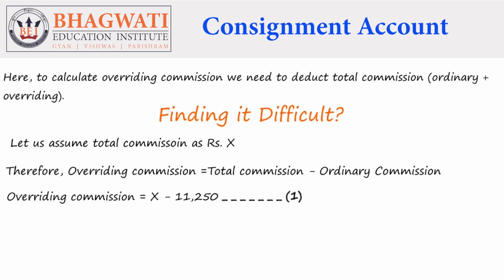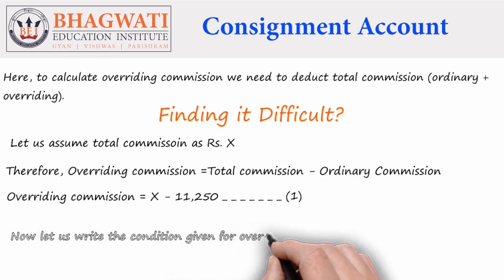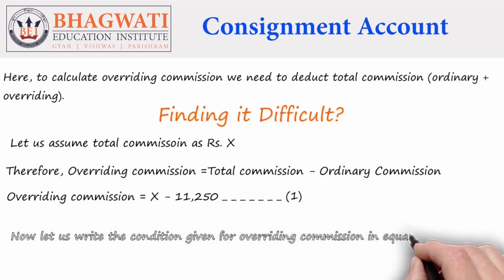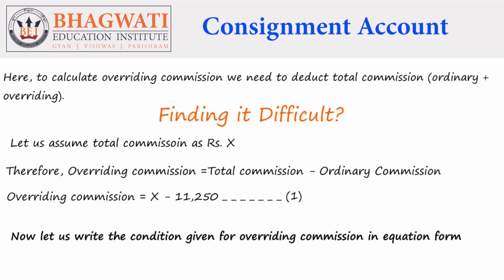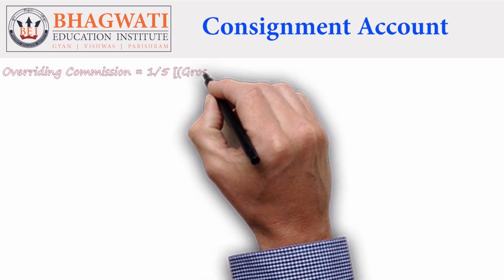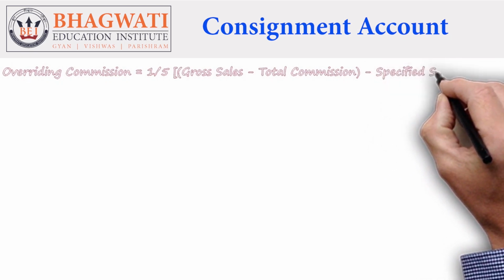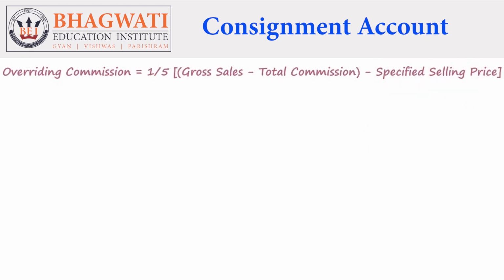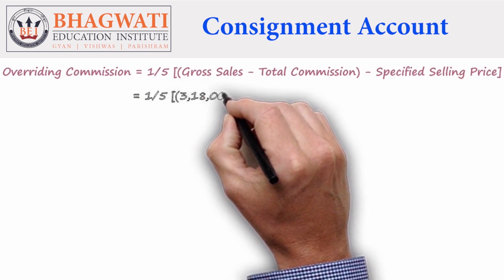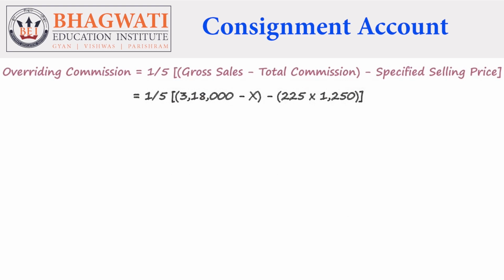Now let us focus on the condition they have given in that particular question, and let us try to write the same condition in an equation form. That will give us a better picture. Clear? So overriding commission is 1/5 into bracket gross sales minus total commission exceeded specified selling price. Clear? So here 1/5. What is gross sales? 3,18,000. Total commission is X, and specified selling price of goods sold.